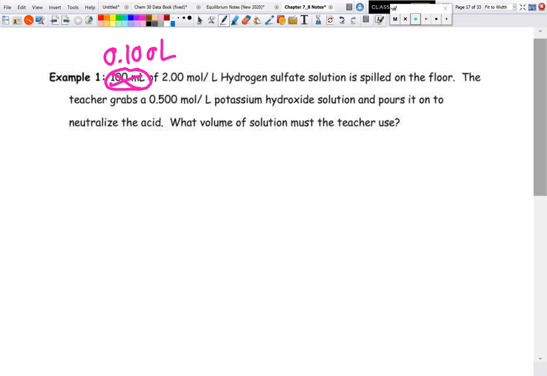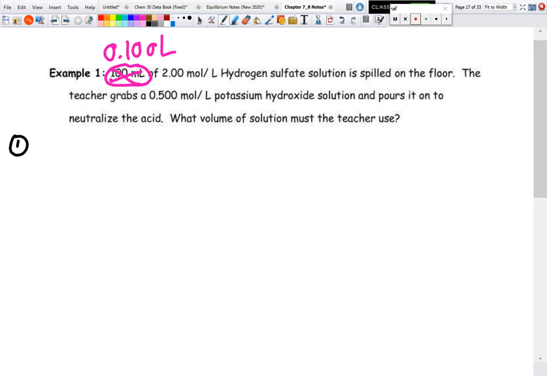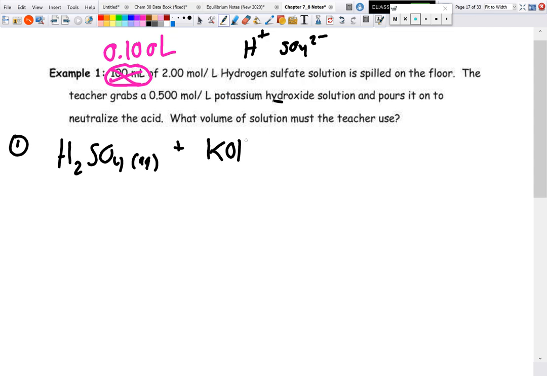So our first step, step number 1. Balanced chemical equation. So we have the hydrogen sulfate solution. Now, of course, remember, hydrogen sulfate, all hydrogen containing compounds, we treat them like ionic. So sulfate is SO4 2-, hydrogen is H1+. So we do our drop and swap and we're left with H2SO4. So that is what was spilled on the floor. It is going to react with potassium hydroxide. So potassium hydroxide is KOH.